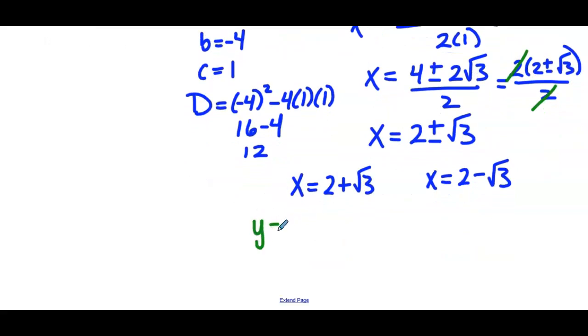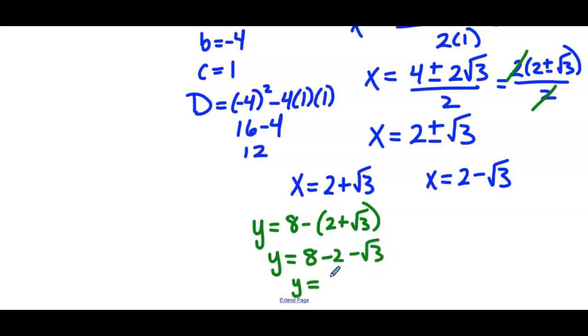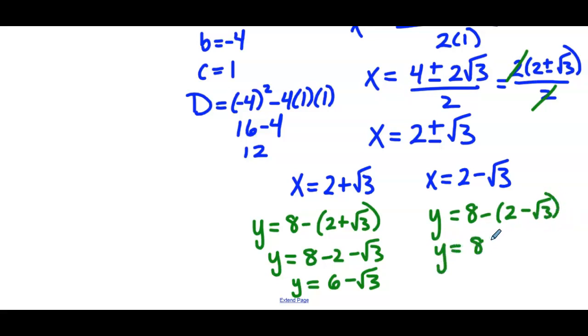So here y equals 8 minus, in parentheses, 2 plus the square root of 3. So y equals 8 minus 2 minus the square root of 3. So y equals 6 minus the square root of 3. And then for our other x value, we have y equals 8 minus, in parentheses, 2 minus the square root of 3. So y equals 8 minus 2 plus the square root of 3, which is y equals 6 plus the square root of 3.